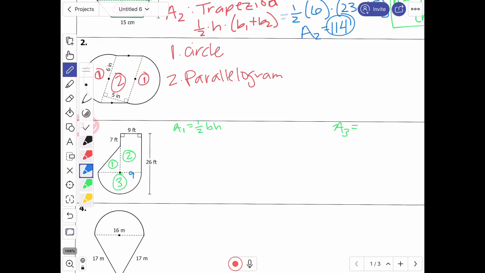Okay, so using that half circle area formula, that's 1/2 pi times r squared. So area 3 has to be 1/2 times pi times 9 squared, which would give me an area of 127.23 feet squared.